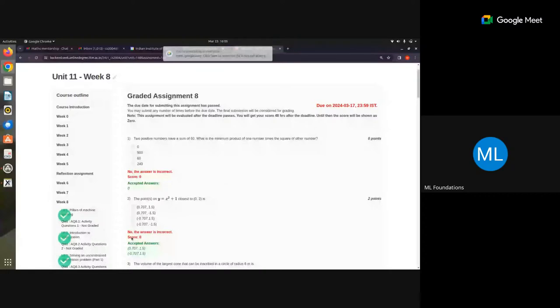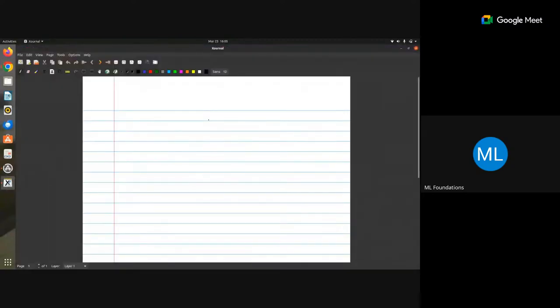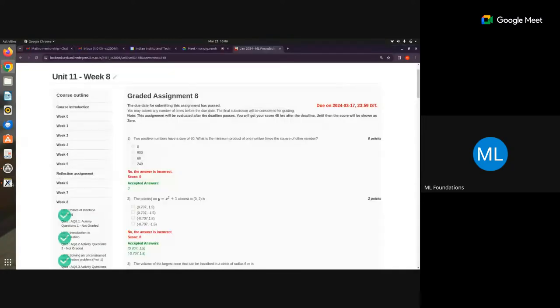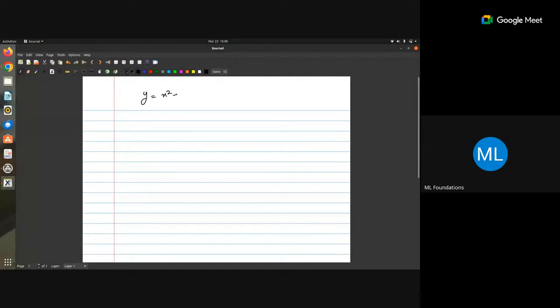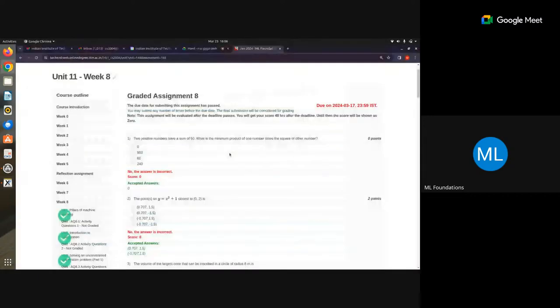Question number 2, correct? Yes, sir. The points on y equals x square plus 1 closest to (0, 2). So this is the surface y equals x square plus 1, and we need to find the point which is closest to 0 comma 2.